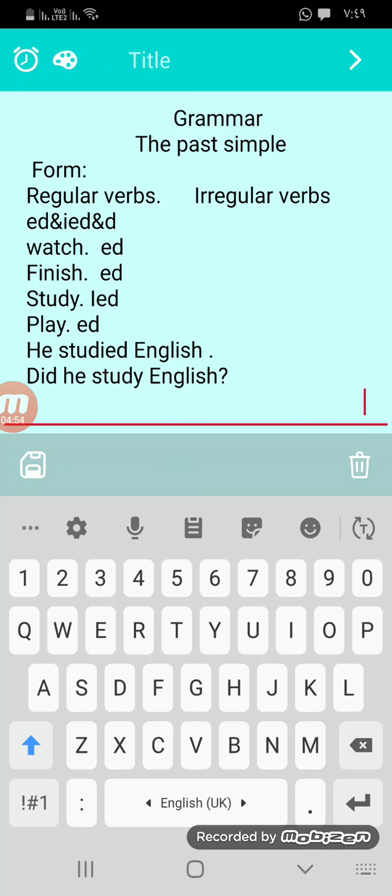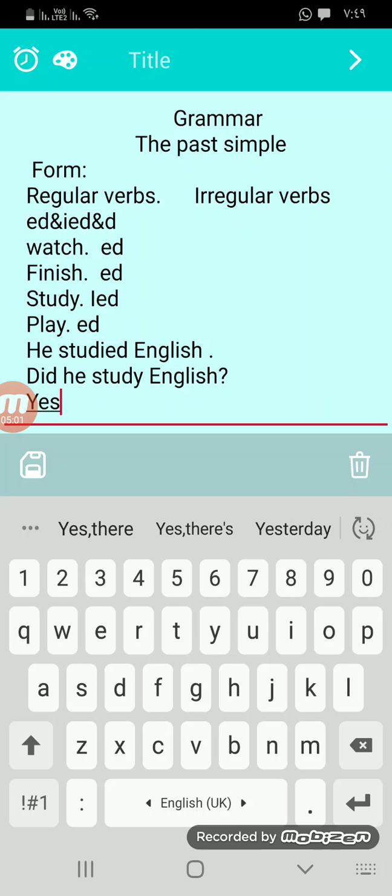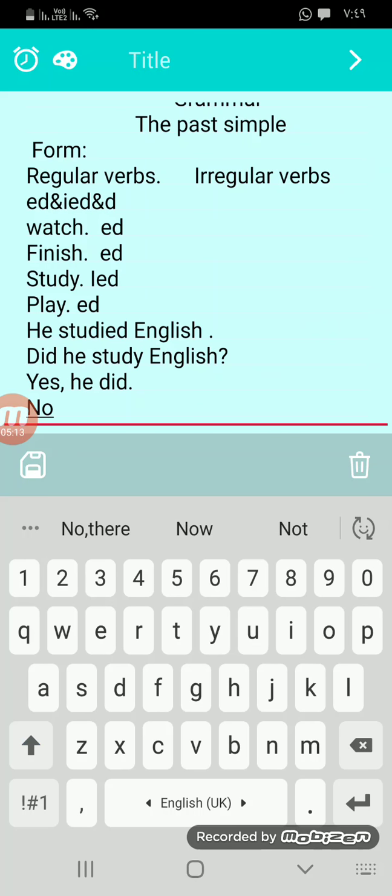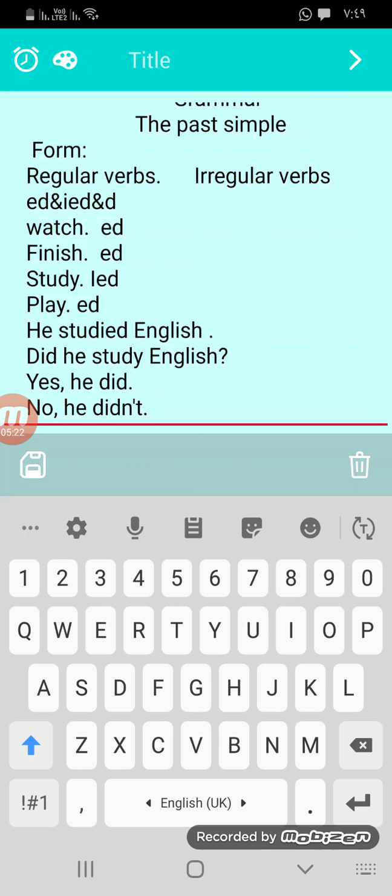Who can answer this question? When the question starts with did, the answer will be yes or no. Yes, he did. Easy. If the answer is no, no, he didn't. Change did into didn't. Easy? Do you understand it? Okay.